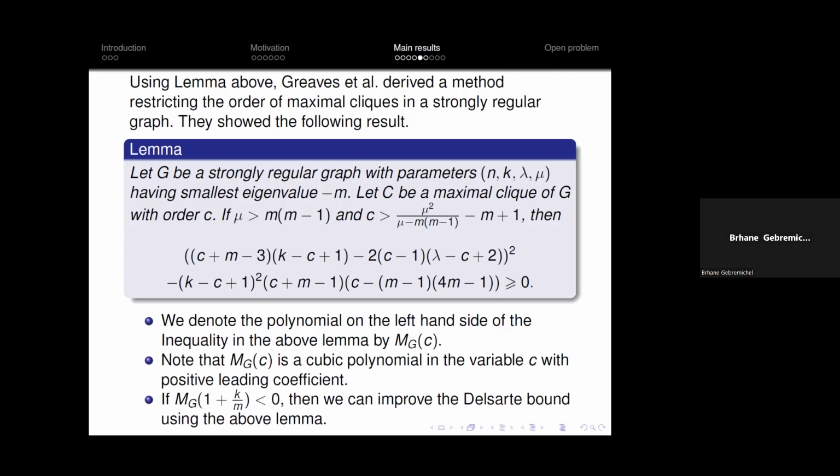So if we put the value of C with the Delsarte bound, 1 plus k over m, and if we get a negative, I mean if we get a contradiction in this lemma, then we can improve the Delsarte bound. And this is a big result of their paper.